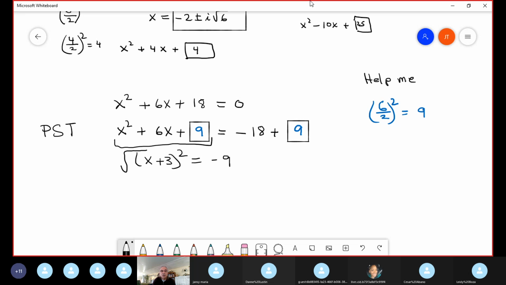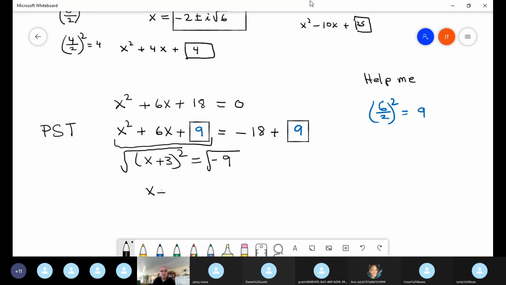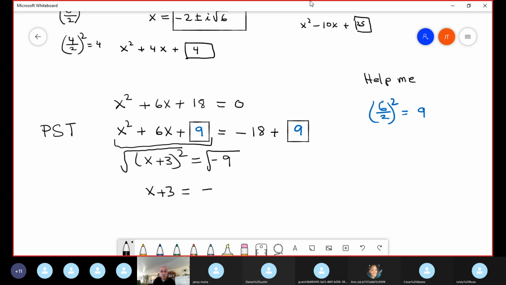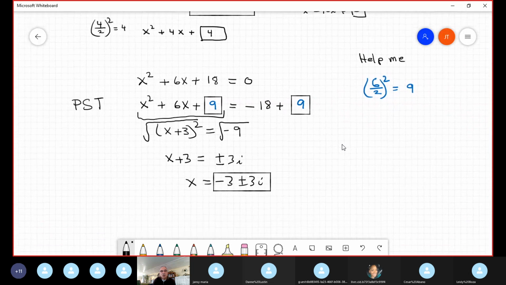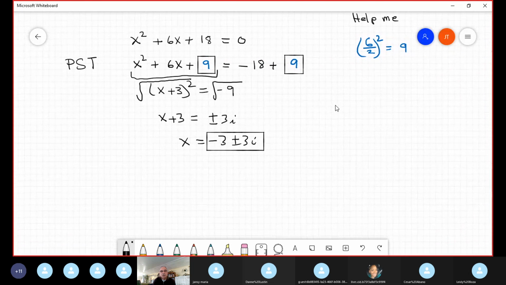Now we are ready to apply the square root to both sides. x plus 3 is equal to plus or minus, please don't forget, 3i. Now, finally, solve for x: negative 3 plus or minus 3i. And that's my final answer. Any question about completing the square?